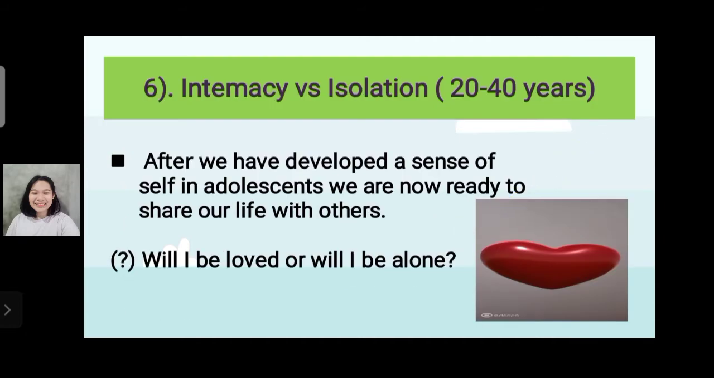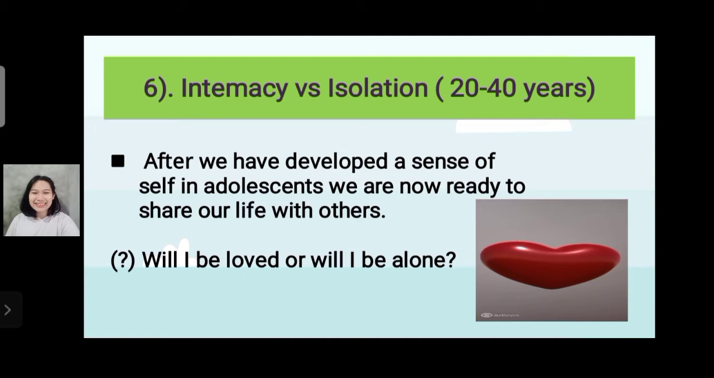Okay, six, intimacy versus isolation, 20 to 40 years. After we have developed a sense of self in adolescence, we are now ready to share our life with others. I believe in this stage, many people are engaged in a relationship. Some of them are going to be married. If you are going to be married or you are married in this stage, that's the intimacy. And then the isolation comes when you isolate yourself from your family. Like, I think it's neolocal.